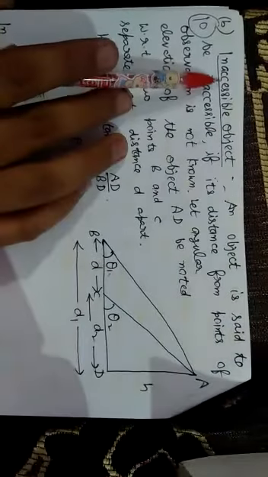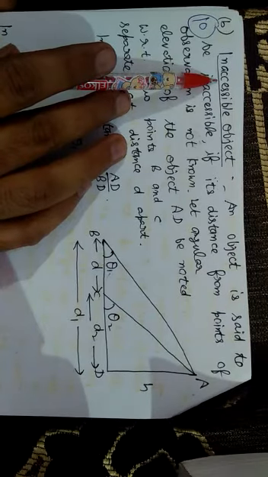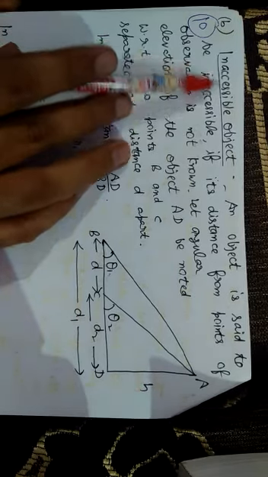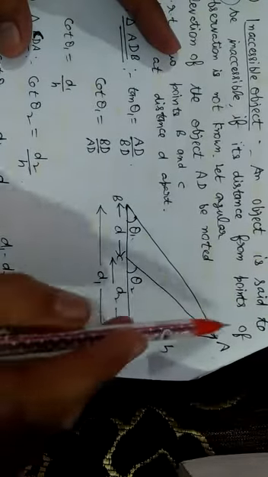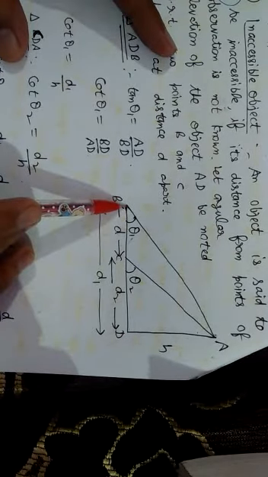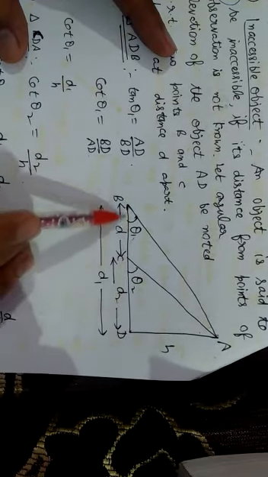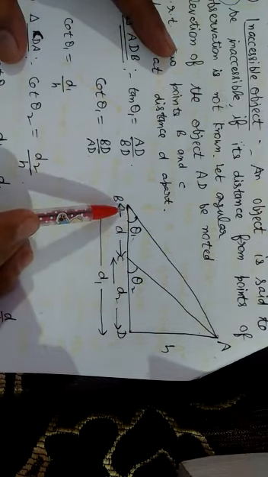Second topic is inaccessible object. The object whose distance from point of observation is not given to us, or when object is very far away, that object is known as inaccessible object. In this method, the tree of height h is suppose very far away from point B. B is point of observation, D is base of the tree. The distance is very high and we cannot measure easily the distance BD.